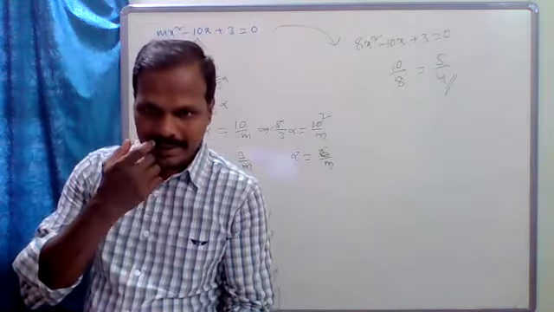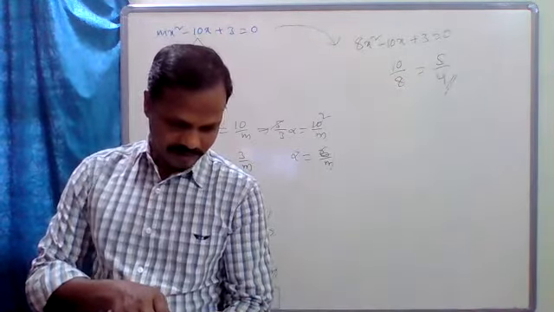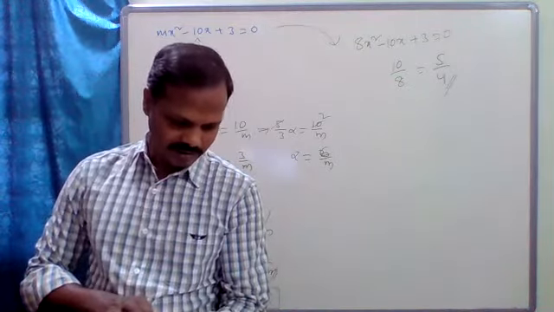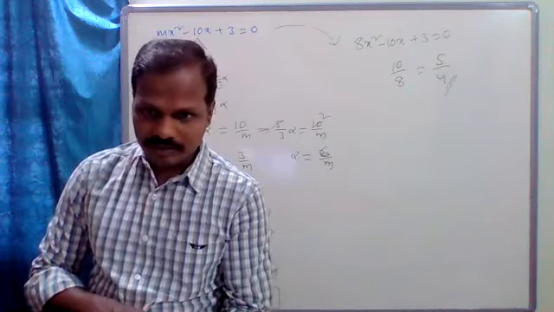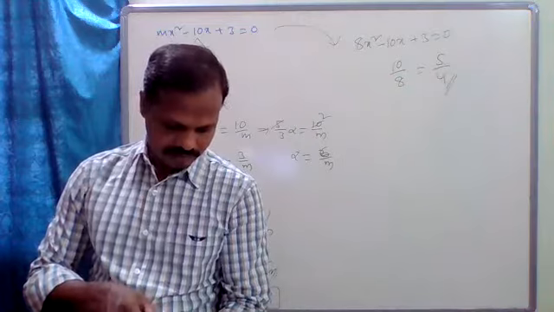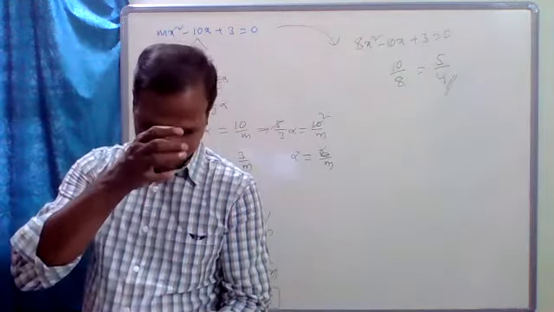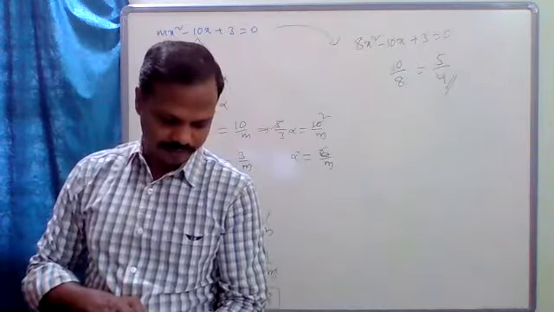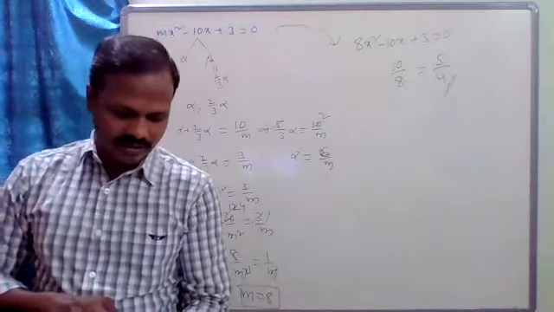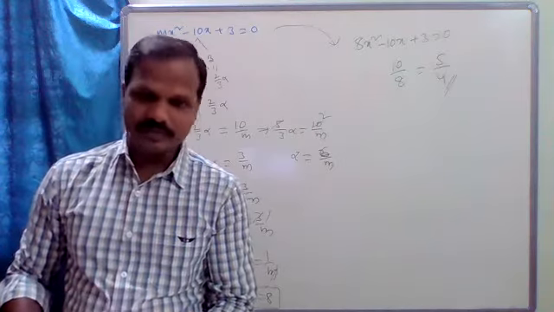So Sneha asked exercise 3A, first Roman, fourth problem. If alpha, beta are the roots of the quadratic equation, find the values of the following expressions. Okay, we will do that.